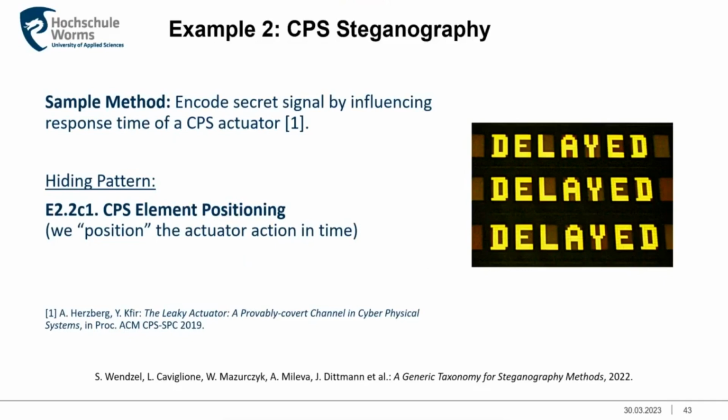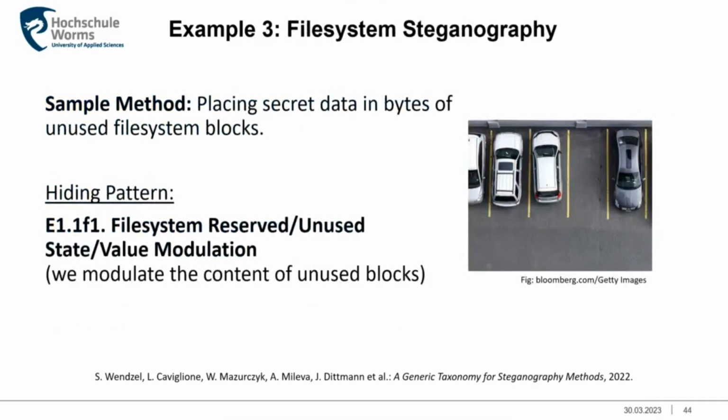Works also. File system, placing secret data bytes in unused file system blocks. That would be file system reserved unused state value modulation. So we added to state value modulation the reserved unused category because we have some unused bytes, and it's file system specific. So we can categorize all methods that do that in that pattern.